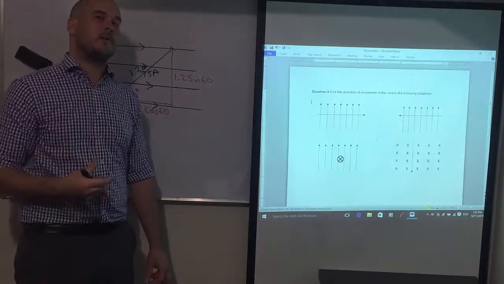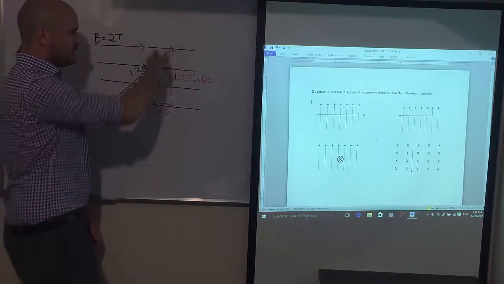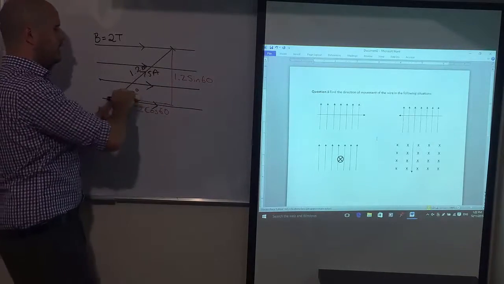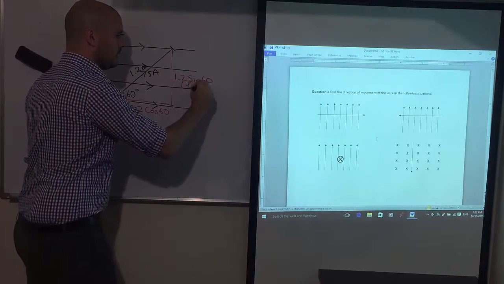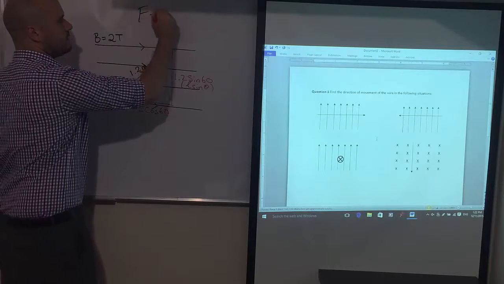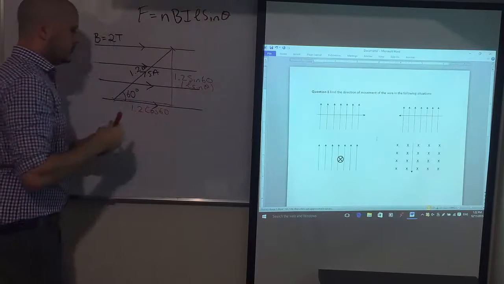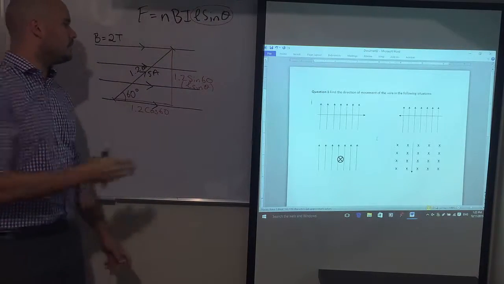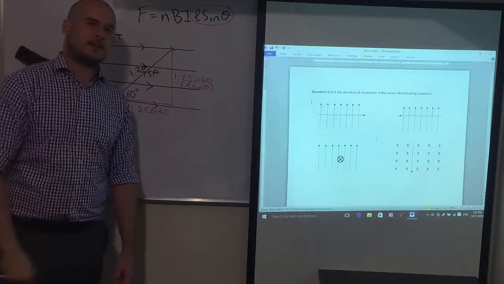So I can solve for those values, and it's only the perpendicular part which actually experiences a force in the magnetic field, which is why we use nBIl sine theta. If this is the entire length of the wire denoted as L, then this value here is actually L sine theta. So when we do the equation F is equal to nBIl sine theta, this part here is actually the perpendicular component of the current carrying conductor in that magnetic field.